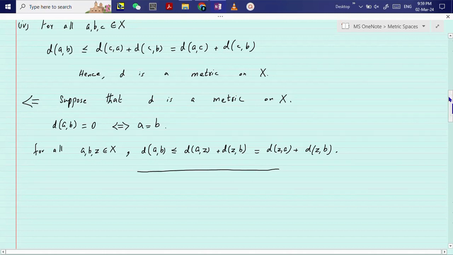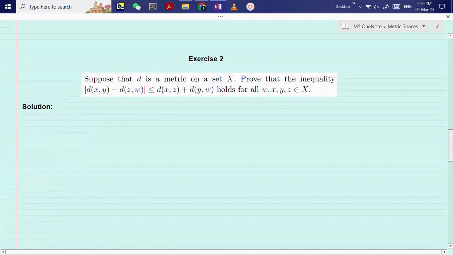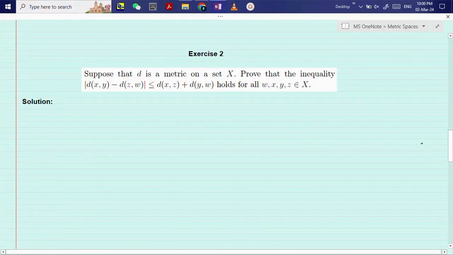Now we come to the second exercise, which is: suppose that d is a metric on X. Prove that the inequality mod of d of XY minus d of ZW is less than or equal to d of XZ plus d of YW, which holds for all W, X, Y, Z belongs to X. So we prove this inequality for all W, X, Y, Z belongs to X.